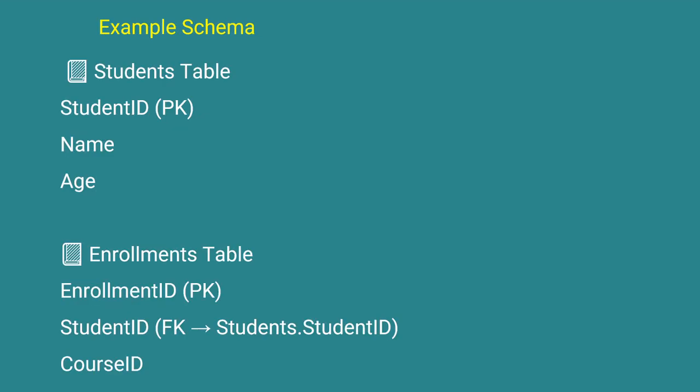Here is an example schema. The students table has student ID as its primary key. The enrollments table uses student ID as a foreign key to link each enrollment back to the correct student.